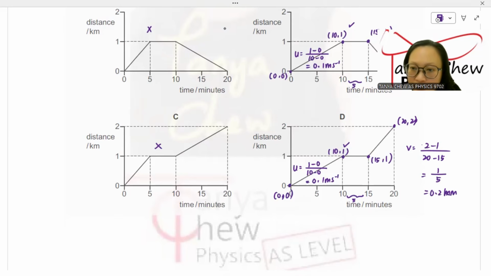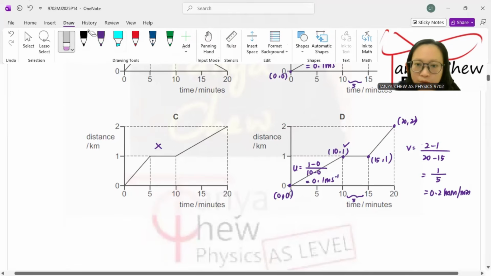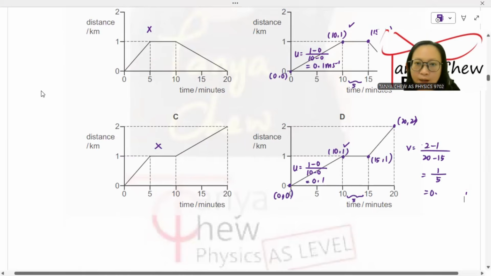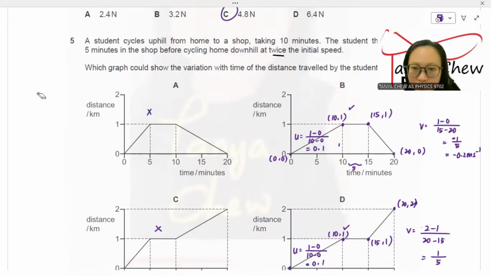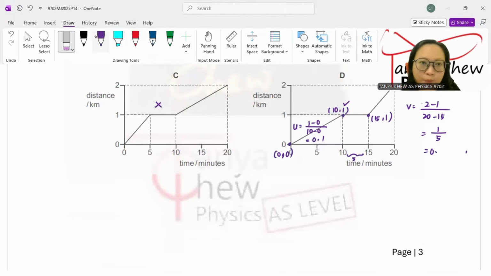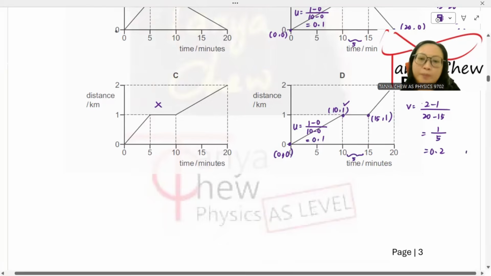Kilometer, not meter per second, kilometer per minute. The unit is not meter per second, it is kilometer per minute. I'm just going to put it correctly right here. Now I'm just going to put here 0.2 kilometer per minute.